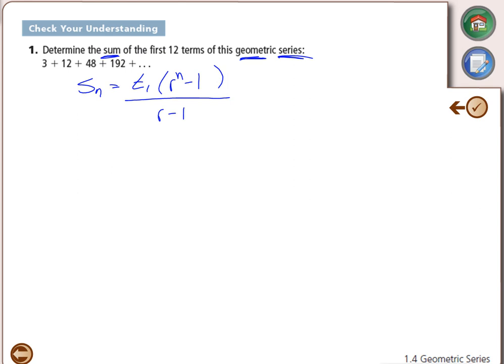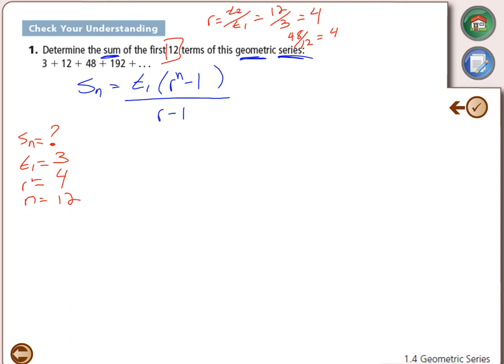Formula-based question. Let's write down all of our stuff on the side and see what we know and what we're looking for. So Sn, T1, r, and n. Sn, that's the sum, that's what we're looking to find. T1, that's our first term, that's 3. r, ooh, we got to calculate that. r is found by T2 divided by T1, or 12 divided by 3, which is 4. Hey, check it just to make sure. 48 divided by 12. Oh yeah, that's also 4. 4 is a good number to use. And n, first 12 terms.